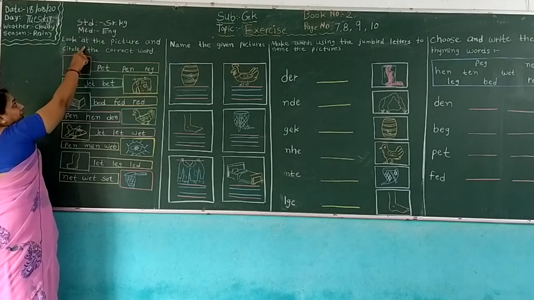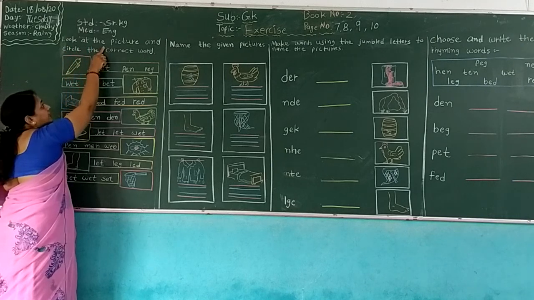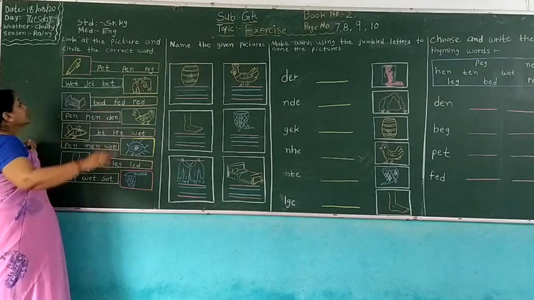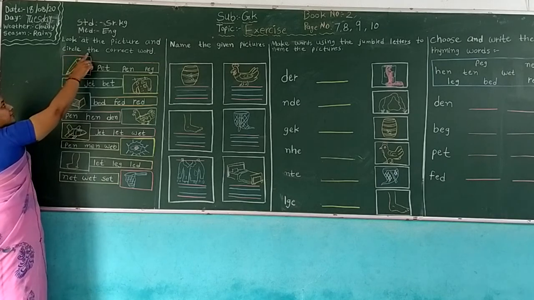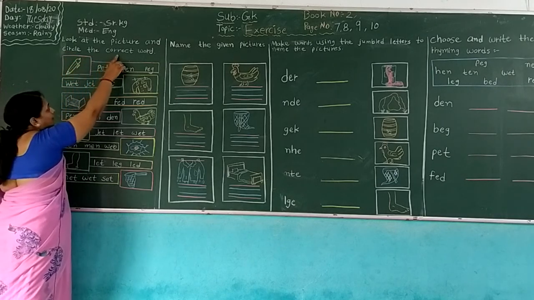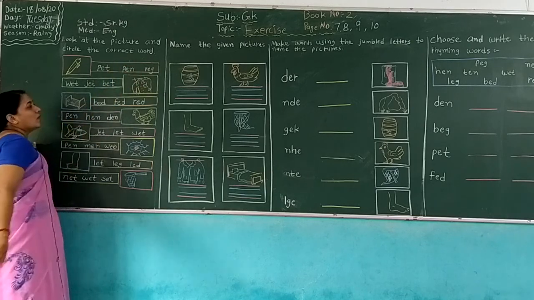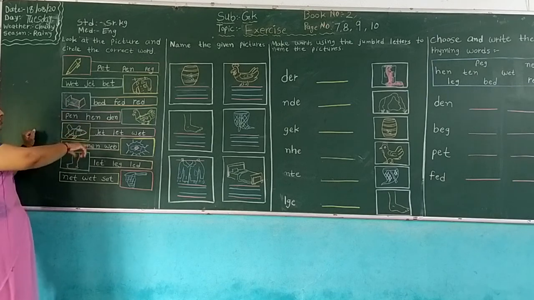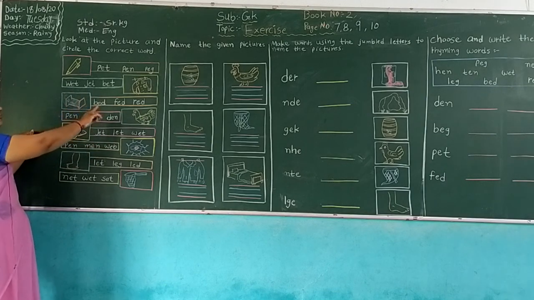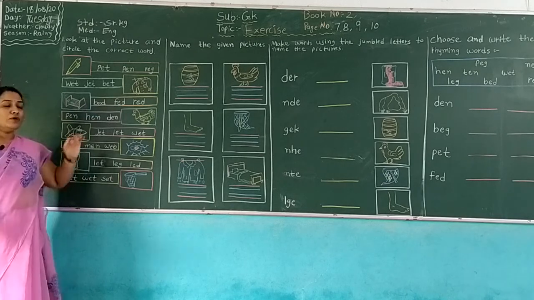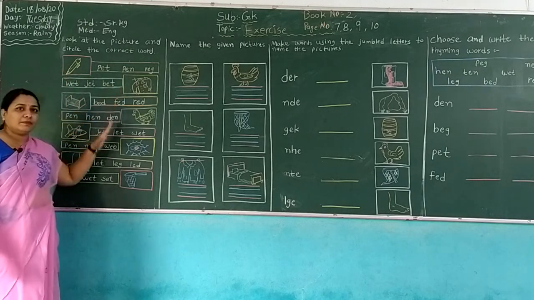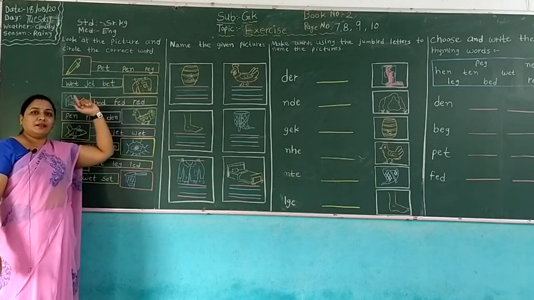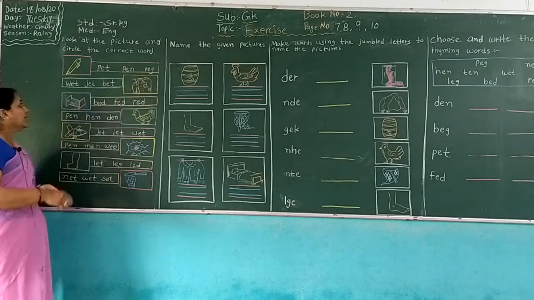Look at the picture and circle the correct word. That means look at the picture, and you have to find out which word is the correct word for the picture I have drawn. Then we will circle it. Okay, like this.